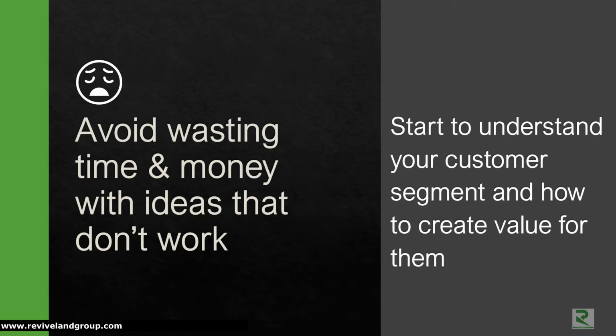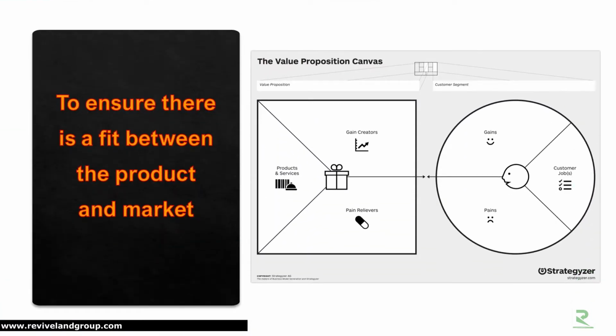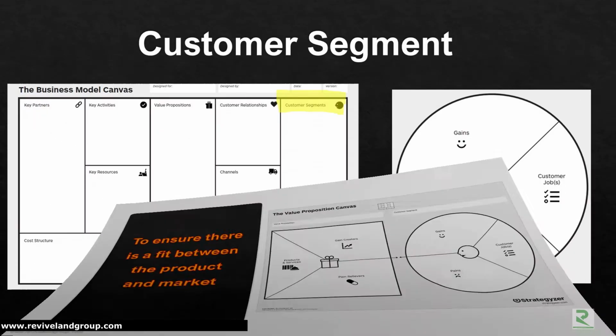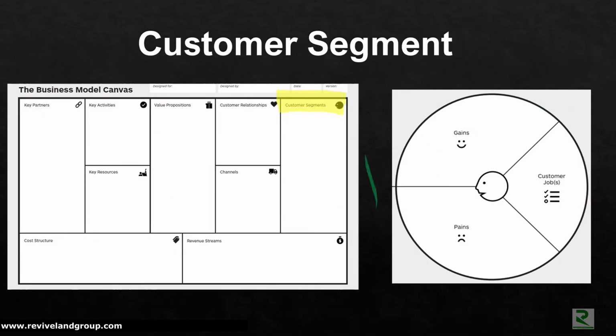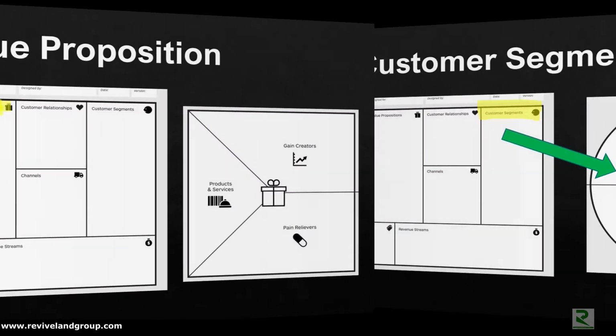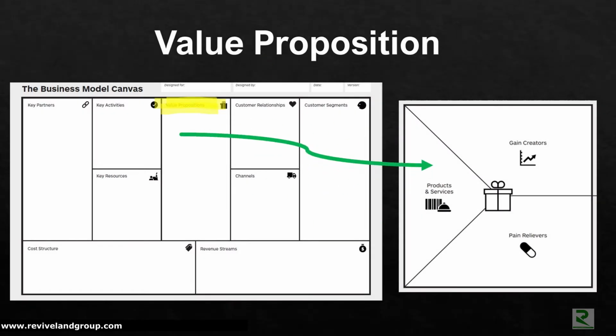The fit between what a company offers and what customers want is the number 1 requirement of a successful value proposition. The value proposition canvas was initially developed by Dr. Alexander Osterwalder as a framework to ensure that there is a fit between the product and the market. If you look closely, you will see the customer segment on the value proposition canvas corresponds to the customer segment on the business model canvas, and also the section that relates to products and services, gain creators, and pain relievers corresponds to the value proposition on the business model canvas.